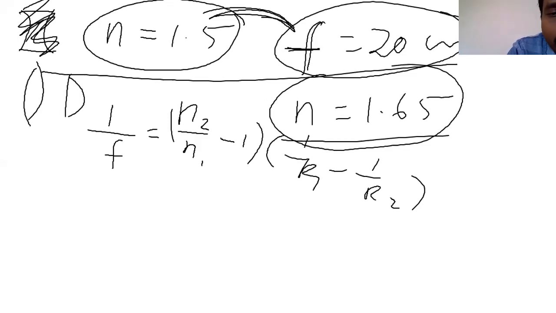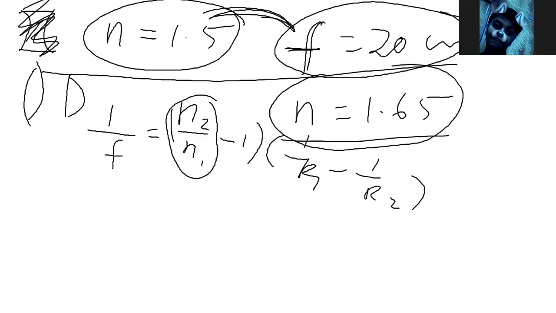Can you tell me out of n2 and n1 which is the lens and which is the medium? N2 is the lens and n1 is the medium. Medium means the surrounding medium, where the lens is placed. Okay, then I'll rearrange this.